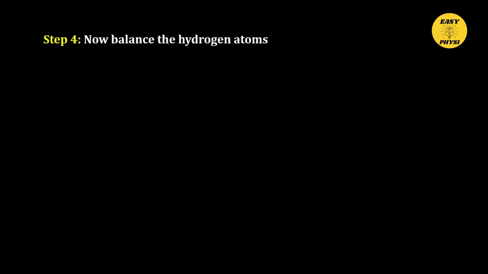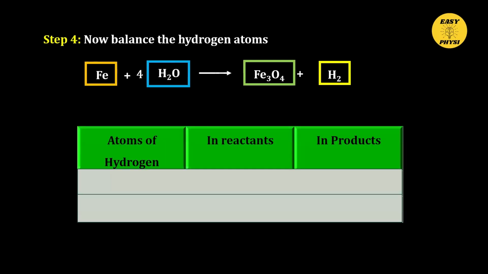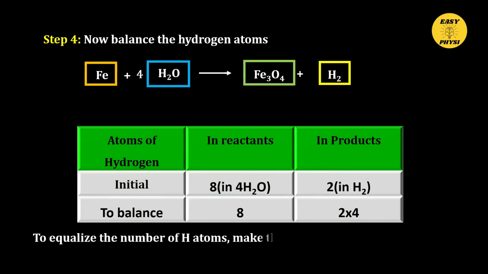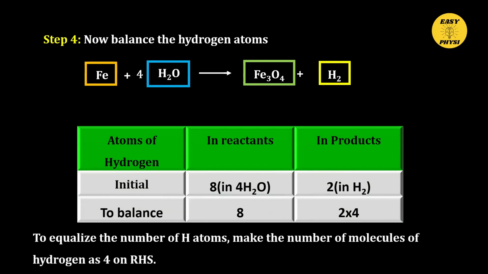Step 4: Now balance the hydrogen atoms. Atoms of hydrogen on the left hand side of the reactant is 8, while in the product it is 2. So to balance, we will multiply by 4 on the product side. To equalize the number of hydrogen atoms, make the number of molecules of hydrogen as 4 on the right hand side. Oxygen is 4 and hydrogen is 8.